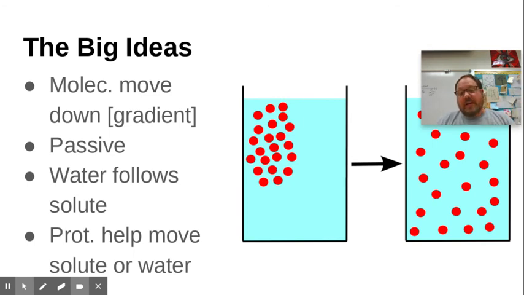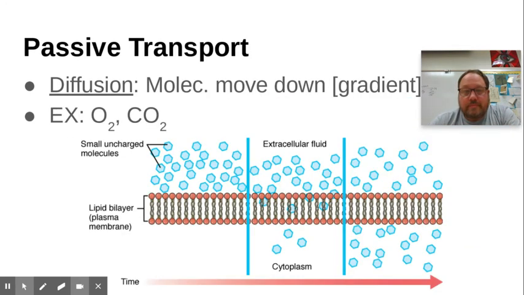This is a passive process. To be passive means you just let it happen. So you don't have to add ATP into anything to make a lot of this stuff occur. And the general rule of thumb, this will make more sense when we look at things later, is that water follows the solute. Wherever solute is more concentrated, that's where the water is going to go. So that will help you determine some things when we do these reviews. And sometimes you need some proteins to help out with that.